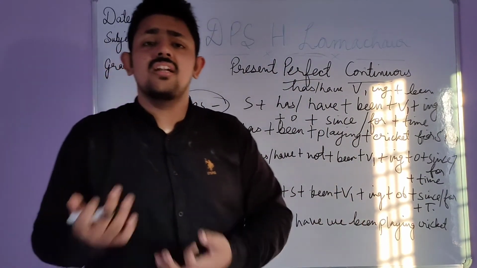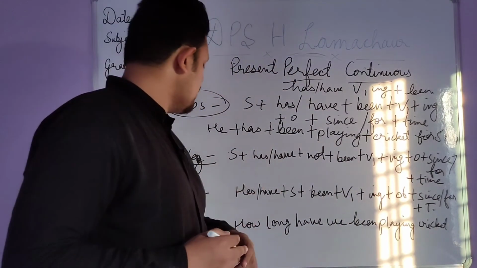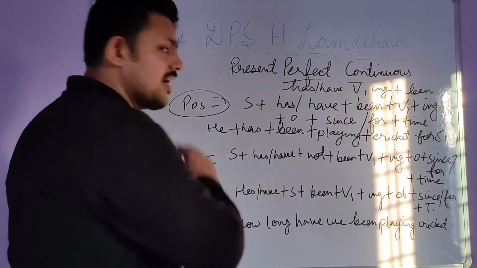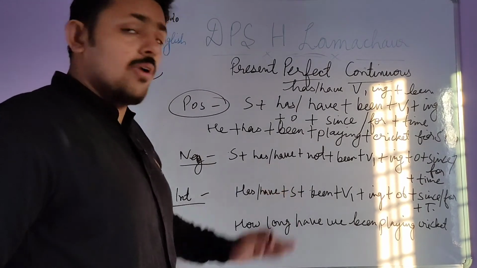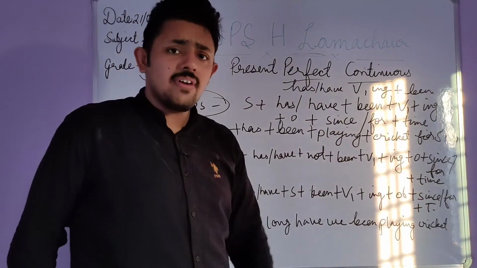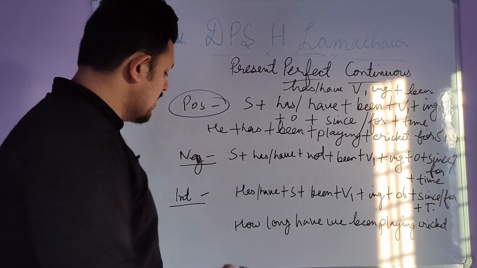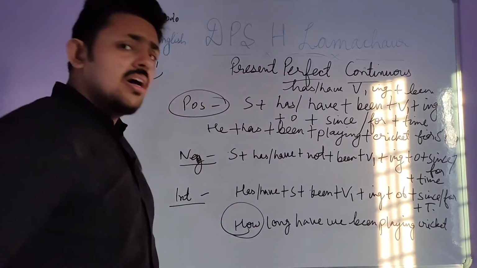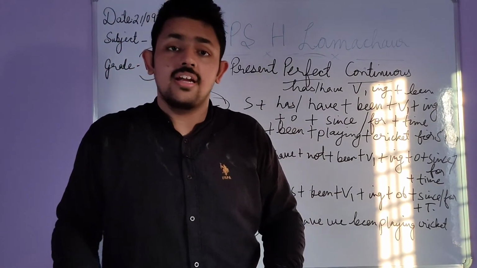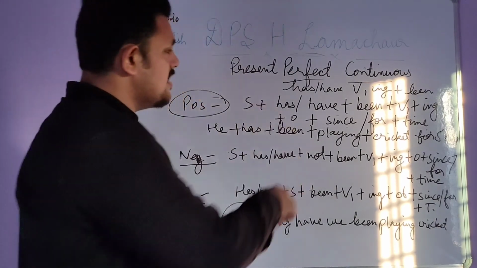He is always studying only. So the change you have seen. Now the interrogative one, we put has or have in the beginning. So has plus subject. Has he been playing cricket for 5 hours? We are asking, has he been playing cricket for 5 hours? Okay, got it. And when we use a question word, how long have we been playing cricket? How long has he been playing cricket? He has been playing cricket for 5 hours. So it is very easy.